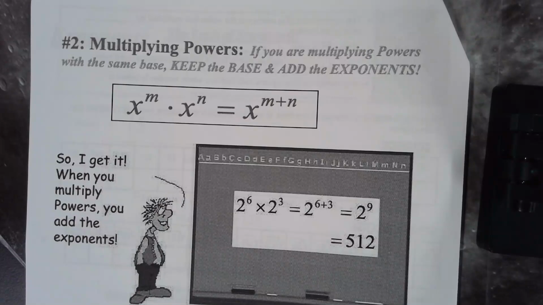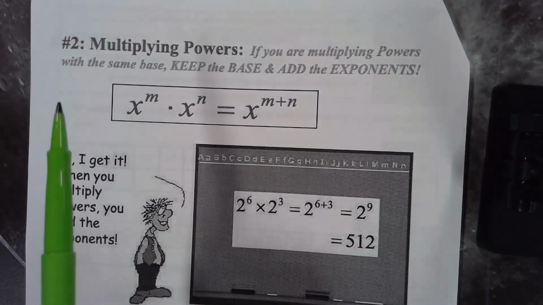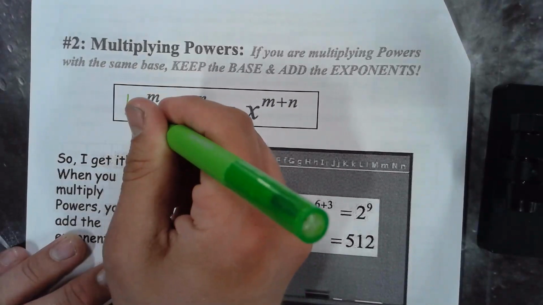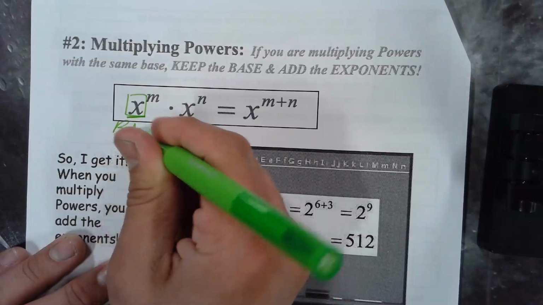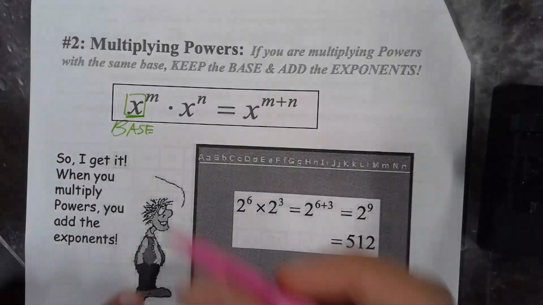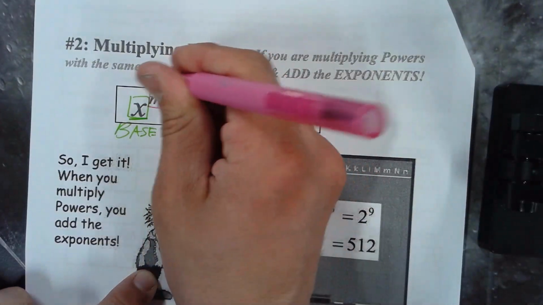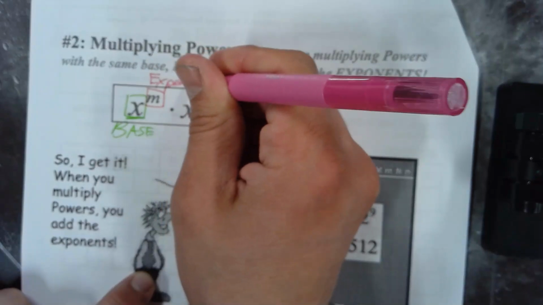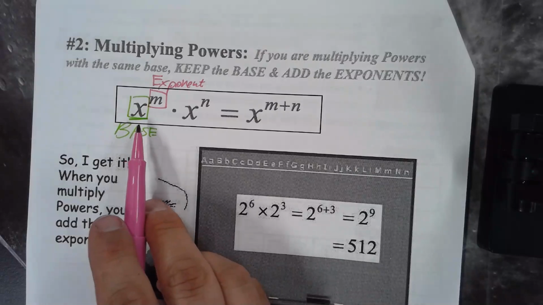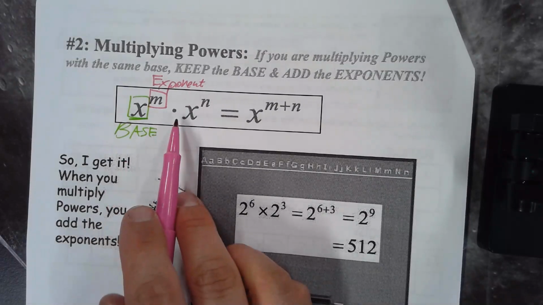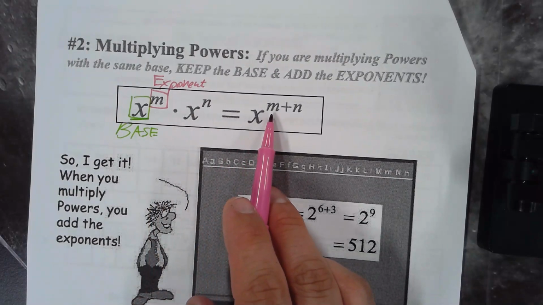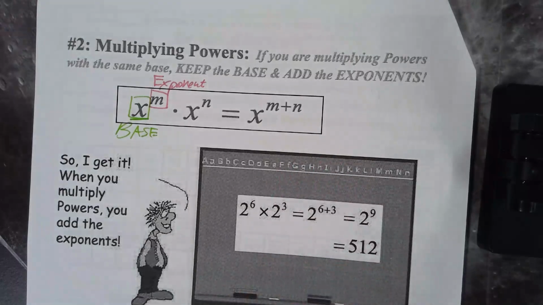Add the exponents. Remember that when we do exponents, this is the base. So here's the base, and here's the exponent. So the rule here they give us is x to the power of m times x to the power of n equals x to the power of m plus n.